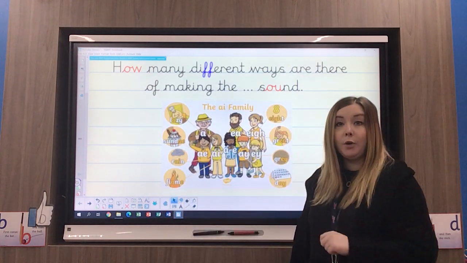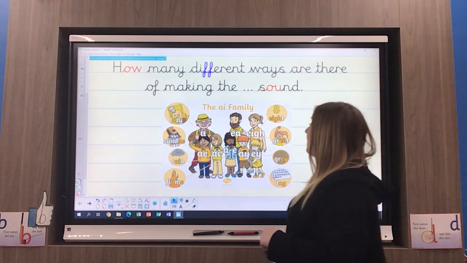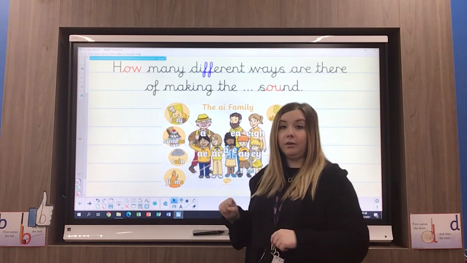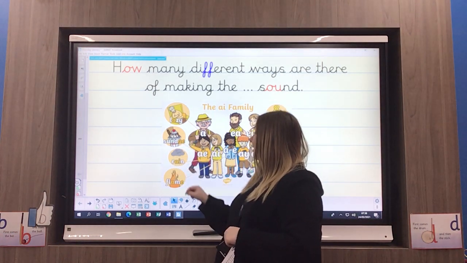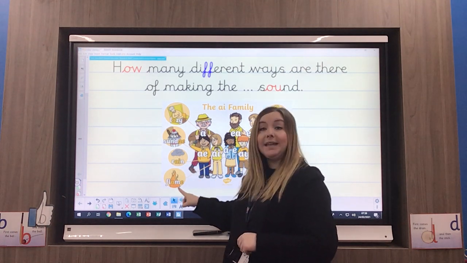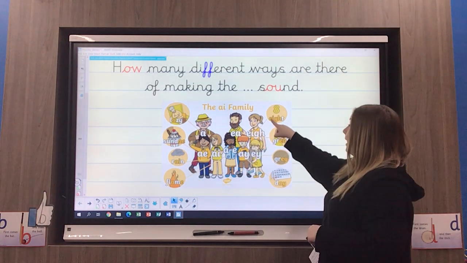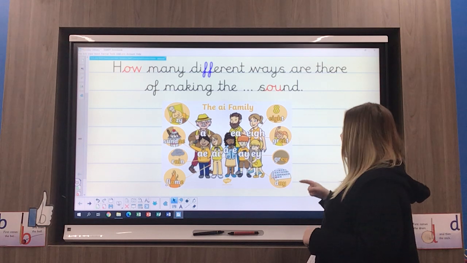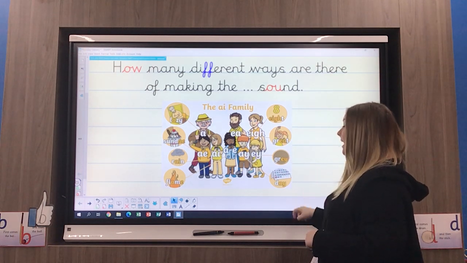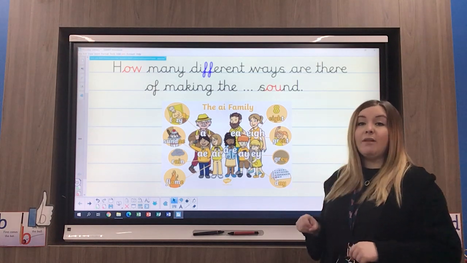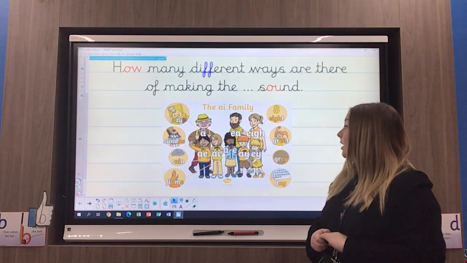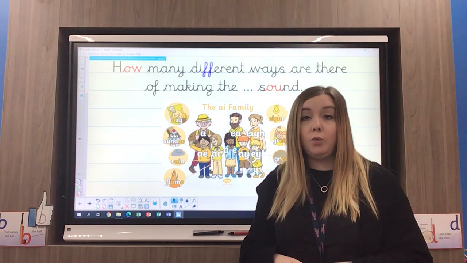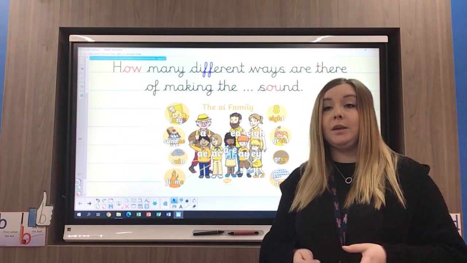Okay, so let's have a quick recap of some of these ways. We've got A for A, A for A, I for A, our split digraph A, I, G, H for A, for A, Y for A, and Y for A. So there are 8 different ways of making the A sound. And depending on where your A sound comes in your word, depends on which A sound we will use.